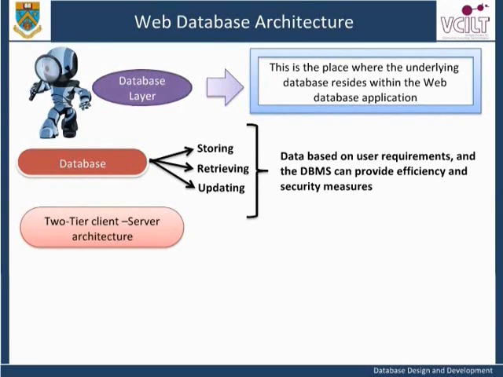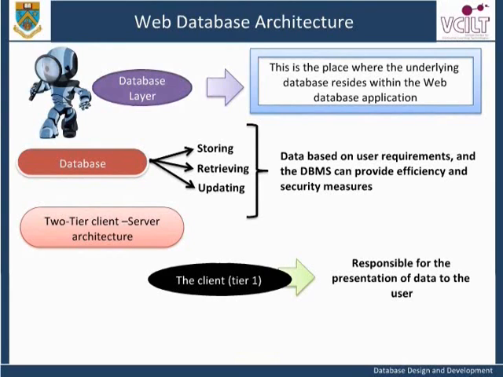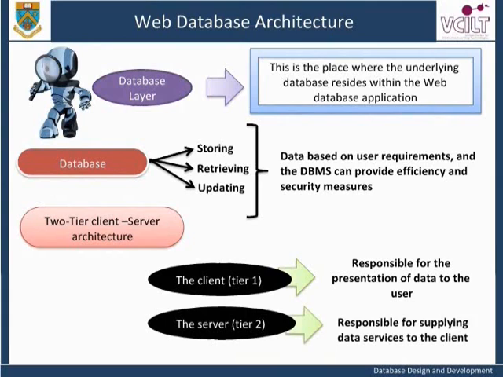Two-tier client-server architecture. Traditional client-server applications typically have a two-tier architecture, as illustrated in Figure 16.2. The client, Tier 1, is primarily responsible for the presentation of data to the user, and the server, Tier 2, is responsible for supplying data services to the client.